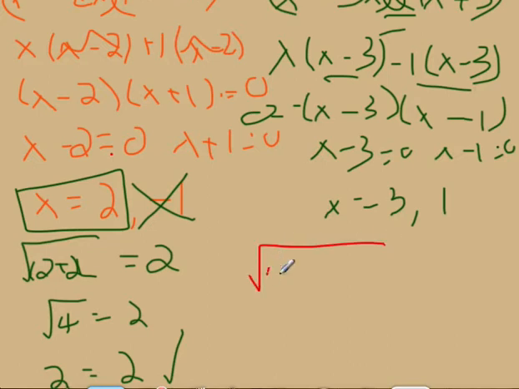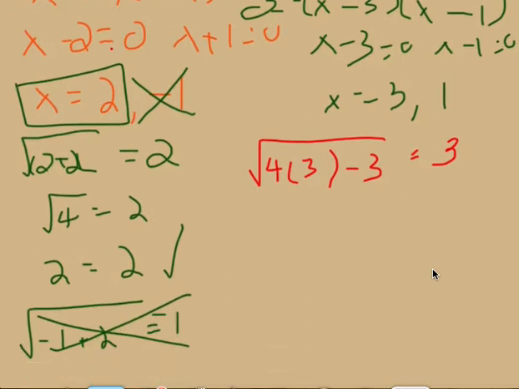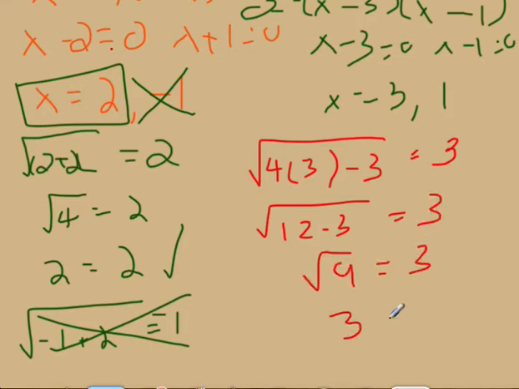The square root of 4x minus 3 is equal to x, so I'm going to plug in 3. So wherever I saw an x in that original problem, I plugged in one of my solutions. I'm going to do this one solution at a time. So then I end up getting the square root of 12 minus 3 is equal to 3. The square root of 9 is equal to 3. Well, the square root of 9 is 3. 3 is equal to 3. Well, there you go. x equals 3 works.